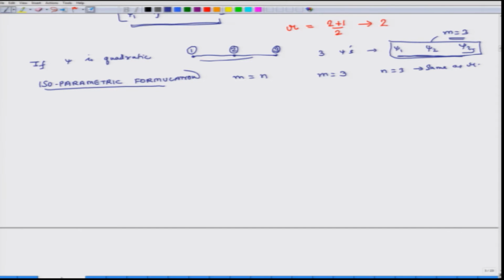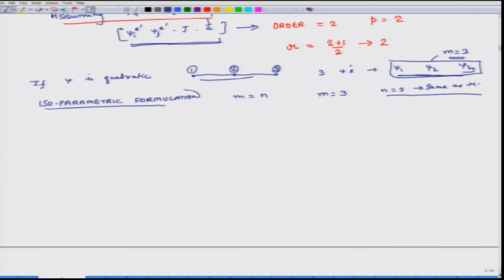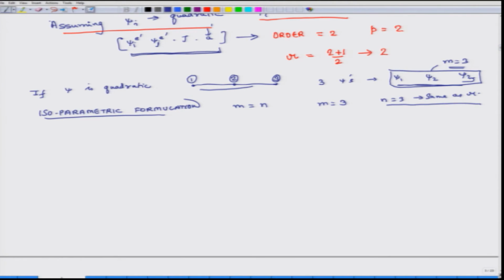So, how many quadrature points should we use for isoparametric formulation? 3, n is equal to 3, which is same as r, it is 3. So, for isoparametric formulation, I have to use 3 quadrature points. If I use r equals 2, it will not be an isoparametric formulation, but will I get the correct answer?